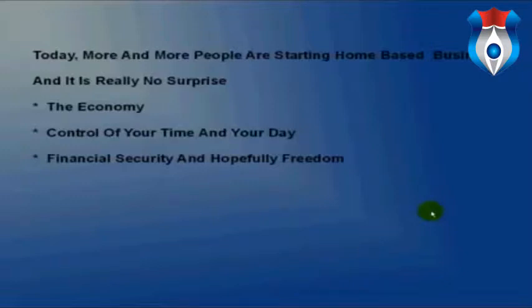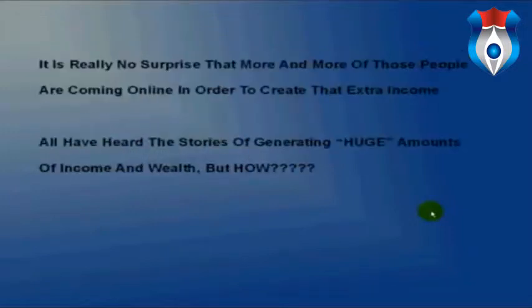But another reason for trying to start a home-based business is to take control of your time and your day, to have control over that, rather than being constrained by a boss or a business structure. And also, you want to have some financial security and hopefully some financial freedom to guard against dips in the economy just like we've gone through. But, you know, we want to create that extra income.